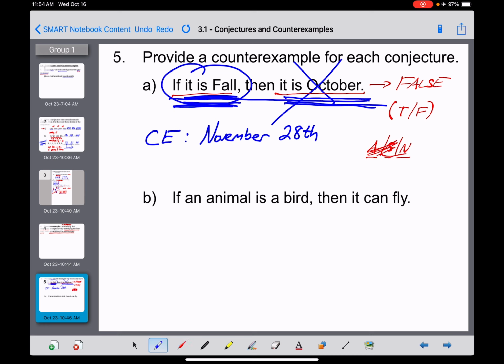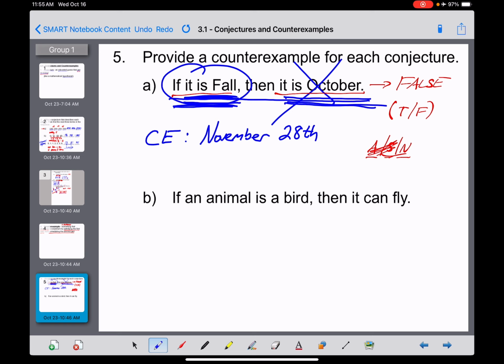How about the second statement right here? If an animal is a bird, then it can fly. If I were to ask that as a question to a small child, maybe somebody who's 3 or 4 years old, kids might very well tell you that that statement is true, because it is true that most birds can fly. You might even say that's one of the defining characteristics of a bird. And when you were 3 or 4 years old, that's probably the way you looked at things.